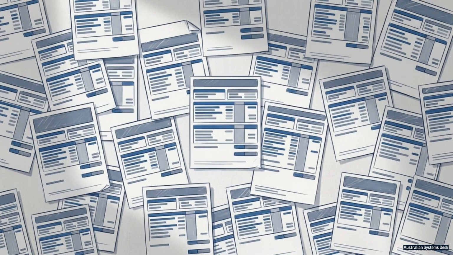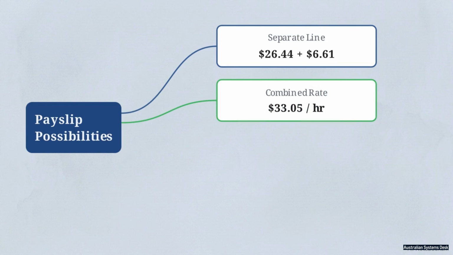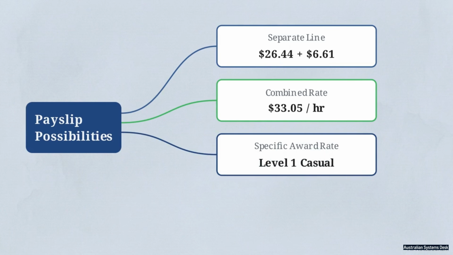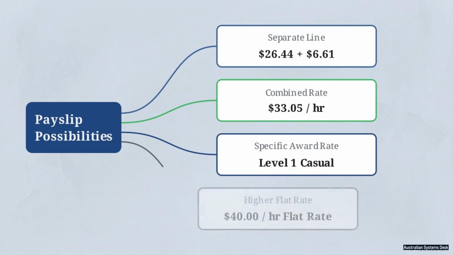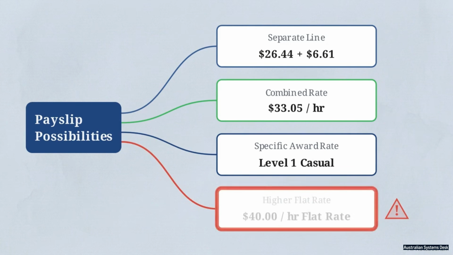Payslips can legally present your earnings in several formats, some of which make the underlying math harder to see. This tree shows the three most common paths. Your loading might appear as a separate line item, or it might be bundled into a single combined hourly rate. A third possibility is that your payroll system displays only the final award rate for casuals. Finally, your contract might specify a higher flat rate intended to cover all your minimum legal entitlements at once.